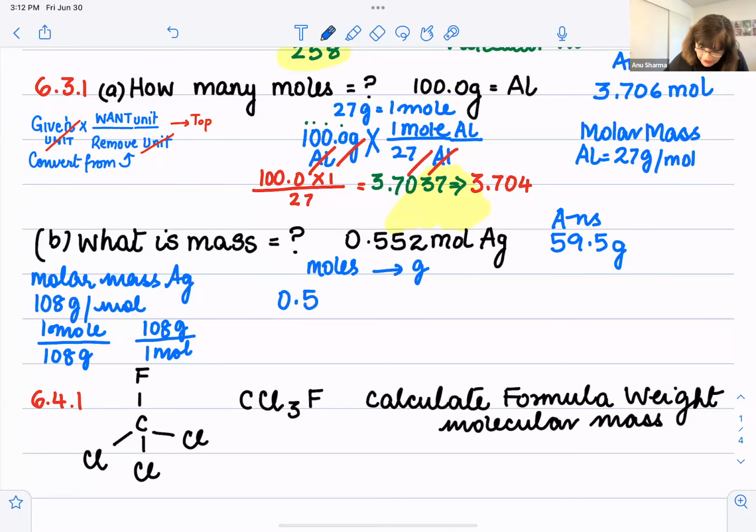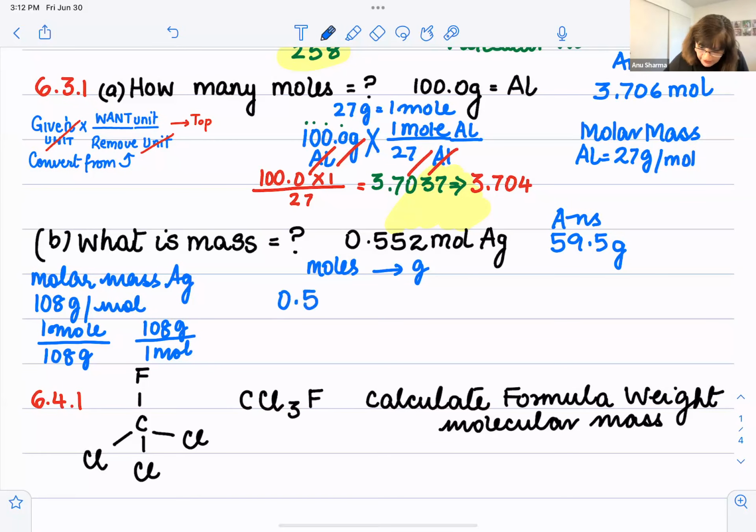Okay, next, here is the species that is given to you: carbon, 3 chlorines and 1 fluorine, CCl3F. Calculate the formula weight or the molecular mass. So here we are going to look at how many carbons there are. So we have 1 carbon, and we have 3 chlorines, and we have 1 fluorine. Okay, so we are calculating the molar mass. So 1 carbon, 3 chlorines, and 1 fluorine. And look at the individual atomic weights: carbon, chlorine, and fluorine.